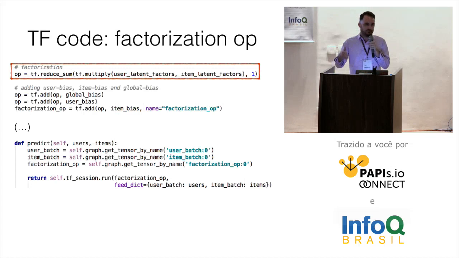I don't plan to spend much time digging into the code here, but just to show how easy it is, this line in red is the TensorFlow factorization operation itself. You also can see that I add some user, item, and global biases because some users just spend more time than others and so on. You can see also the prediction function here. It just runs the factorization operation for a batch of users and items and returns the predicted time on page for them.